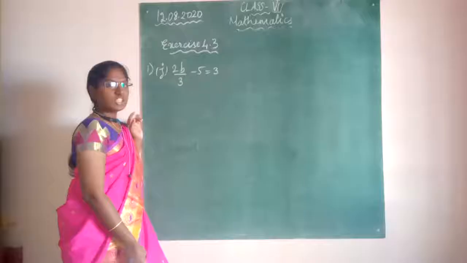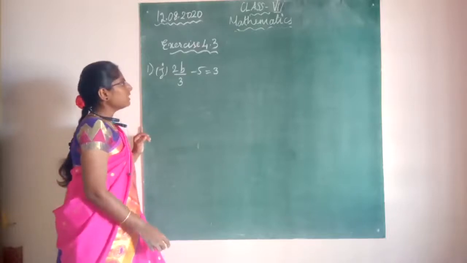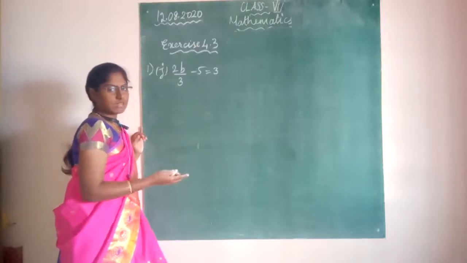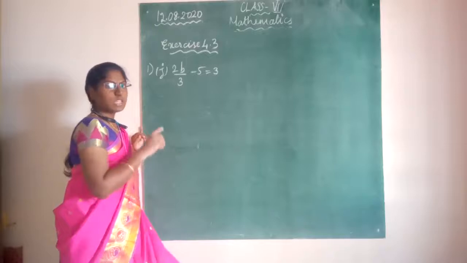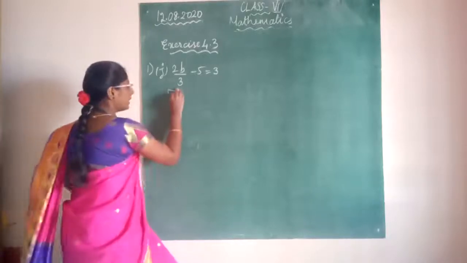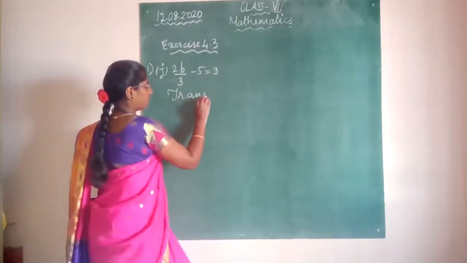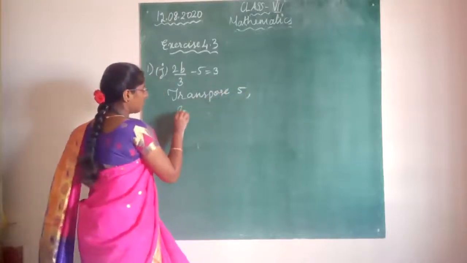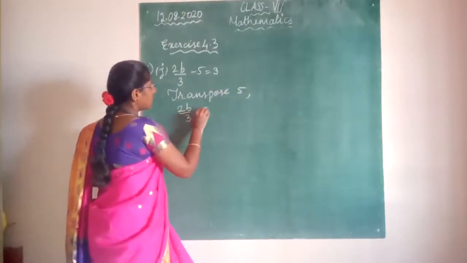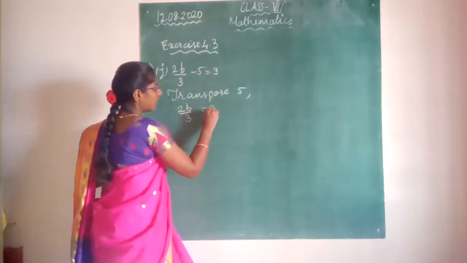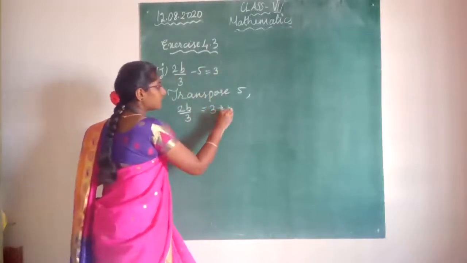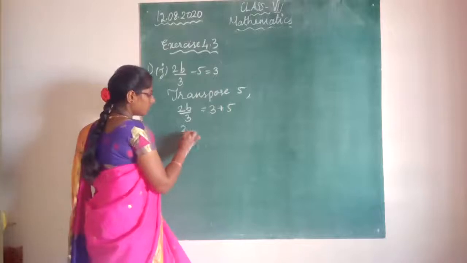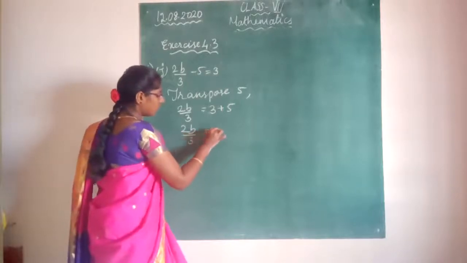J subdivision. Here 2b by 3 minus 5 is equal to 3 is given. So here we have to transpose 5 first. So write transpose 5. So you will have 2b by 3 equal to, moving 5 on this side, you will have 3 plus 5. So this is 2b by 3 equal to 8.